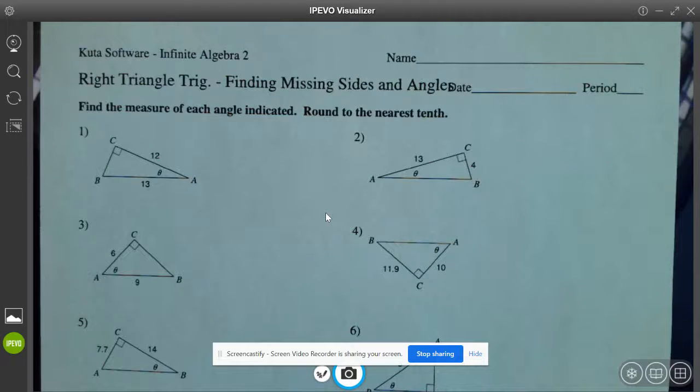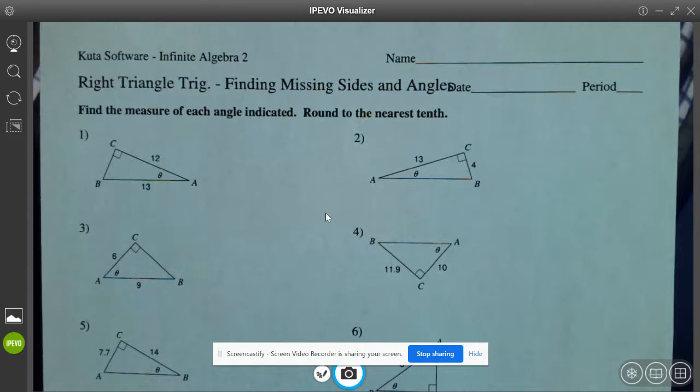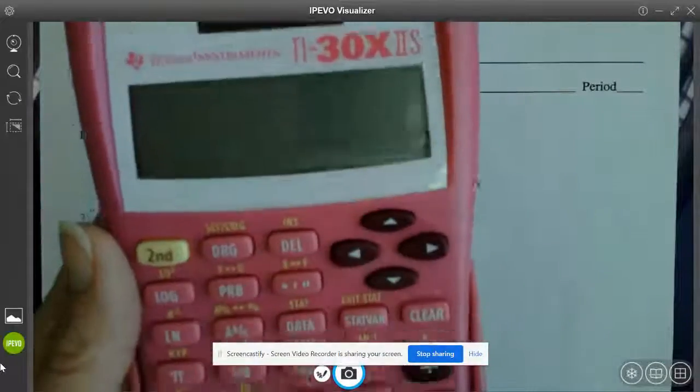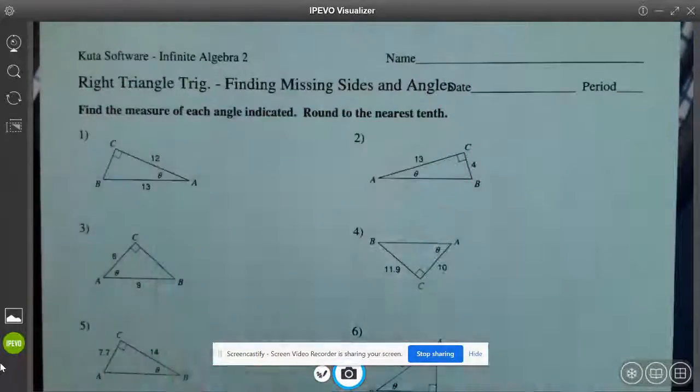All right, students. This week we are working on finding missing sides and angles combined. I have my calculator here too. Some of you have this calculator, and I'm going to be using that this time. I'll use both.